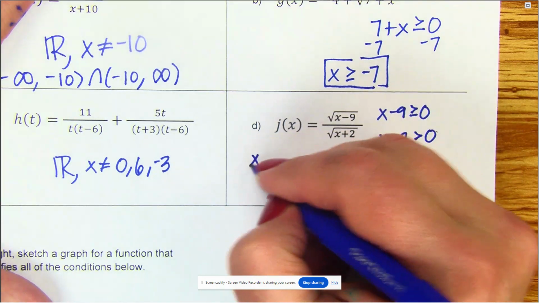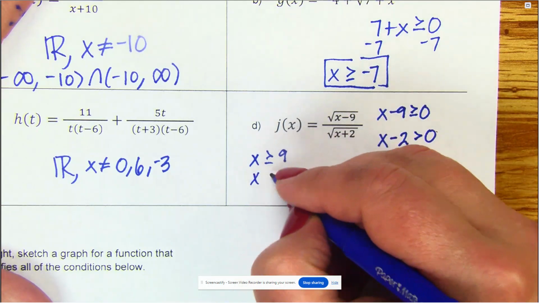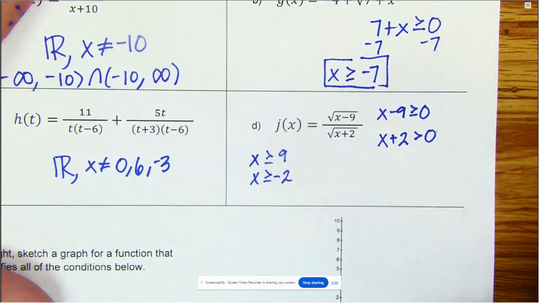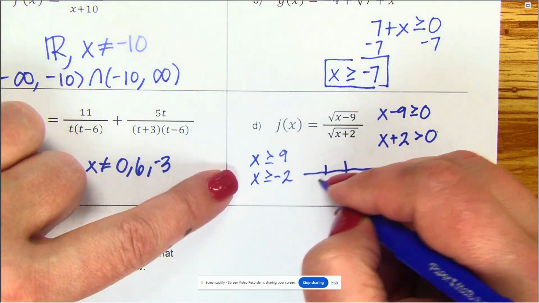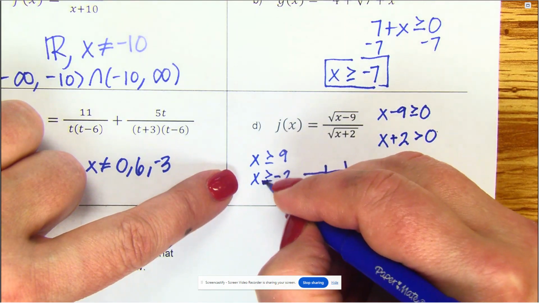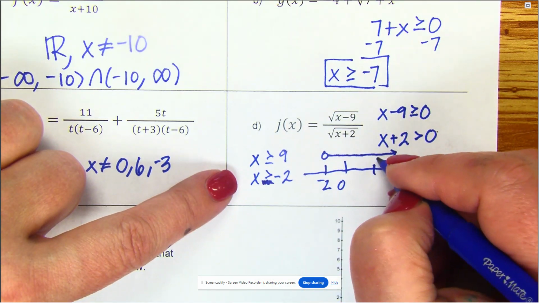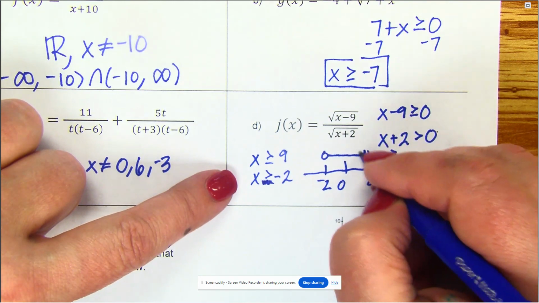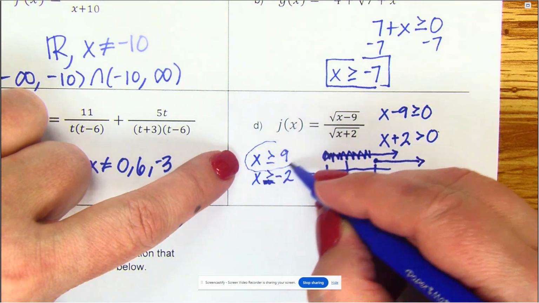So I end up with two statements. I've got x can be greater than or equal to 9 if I solve that one, or x is greater than, oh, that was a positive, -2. Well, I need both of those to be true. I mean, think of a number line. This one says I need x to be greater than -2. And then this one says, no, you have to pick up at 9. I want numbers from 9 and beyond. So these ones wouldn't work for this guy. So this guy right here is the domain.